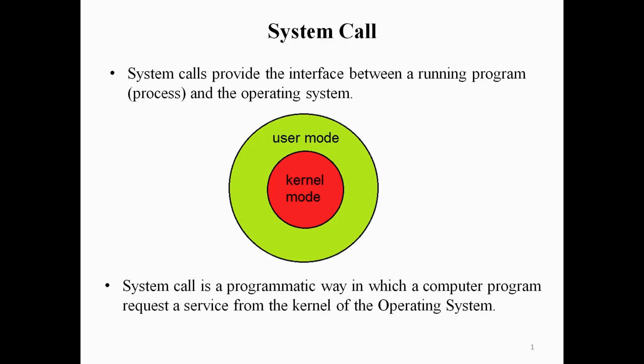Similar to that, in the operating system we are using system calls. System calls provide an interface between a running program and the operating system. Here a running program refers to the application programs that we are running in the user mode. Before knowing what a system call is, there are two different modes: one is the user mode and the other is the kernel mode.